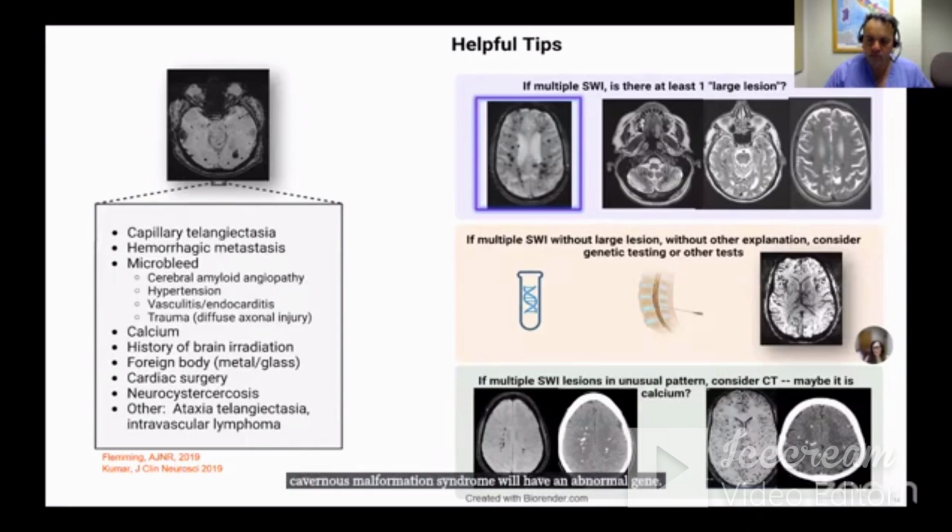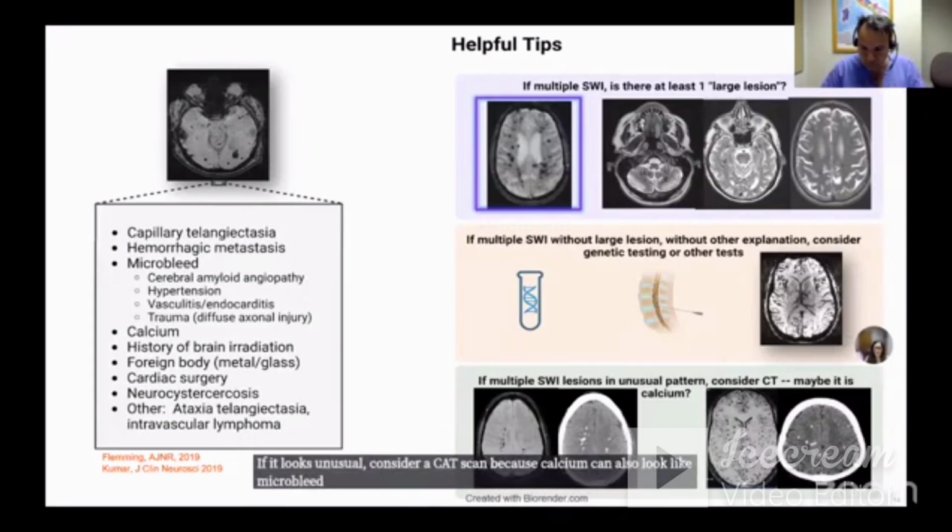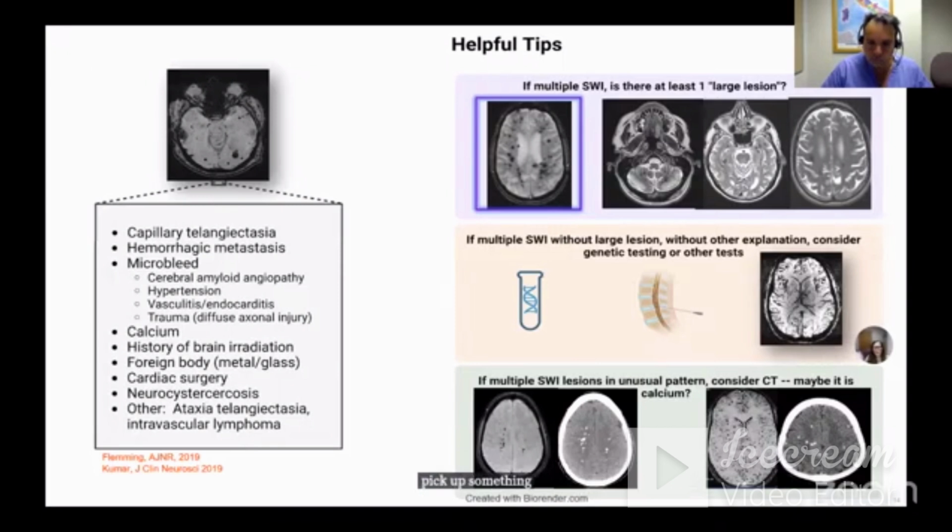Sometimes we've done spinal fluid to try to figure out, is it amyloid or not? There should be subcortical and cortical lesions in familial CCM, versus amyloid, which tends to be more cortical. And then also when you look at the pattern of the SWI, if it looks unusual, consider a CAT scan, because calcium can also look like microbleeds and you may pick up something else. And neurocysticercosis is one that has sometimes been mistaken for cavernous malformation.